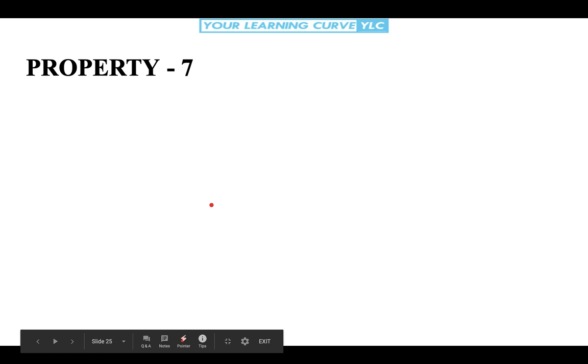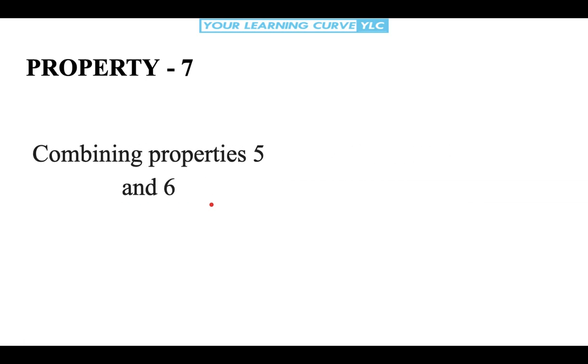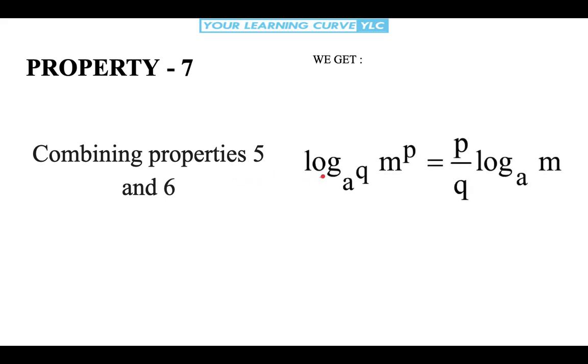Now property 7 is nothing but a combination of property 5 and 6, that is, log of m to the power p to the base a to the power q. Here this exponent gets multiplied and this exponent gets divided, so this is equivalent to p by q log m to the base a.